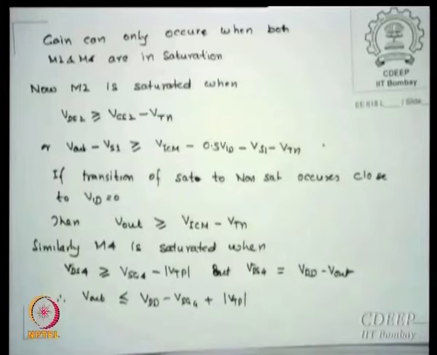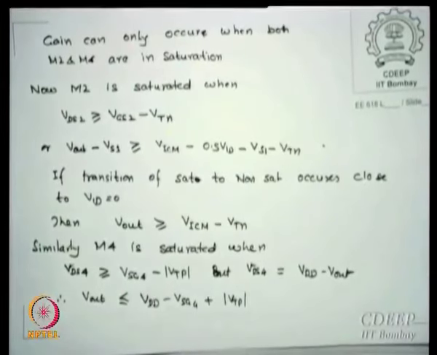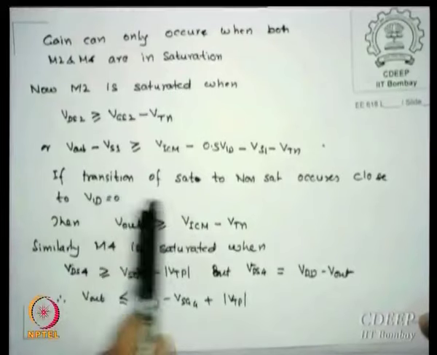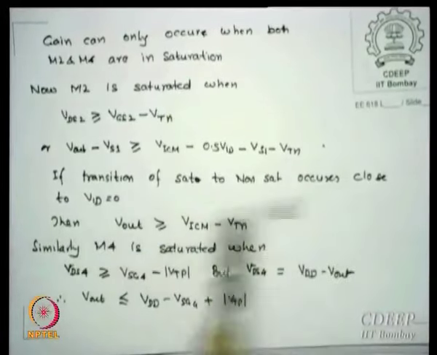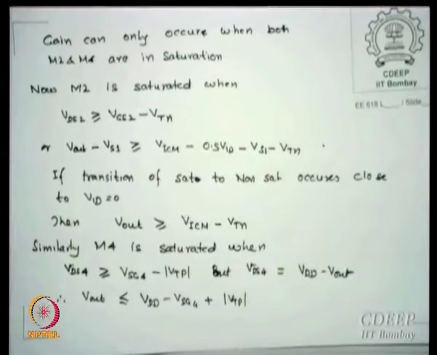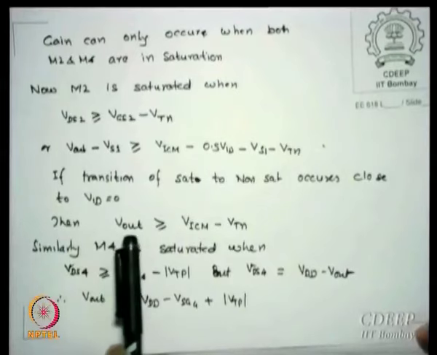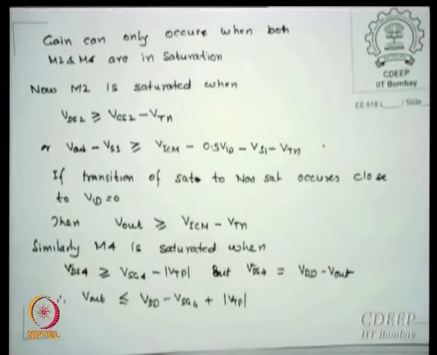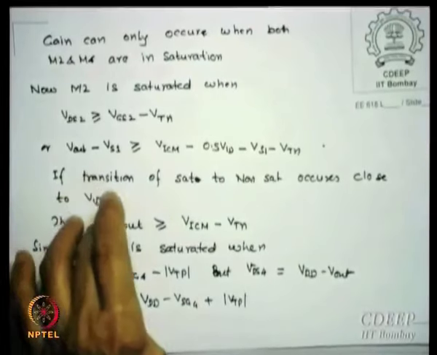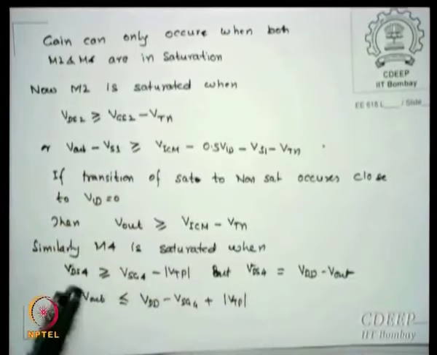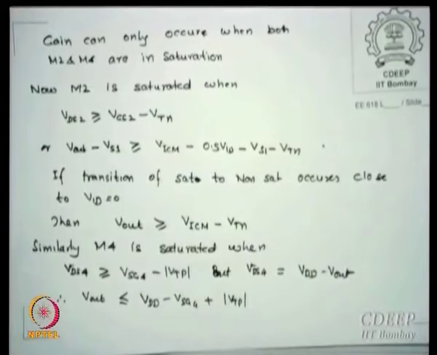I always try to explain why people say something in the books or otherwise. So the explanation, there is nothing very great I am telling. I wrote that if the transition from saturation to non-saturation occurs very close to the 0 VID value, then we can neglect this term anyway. So essentially what we are saying is that V out should be greater than VICM minus VTN. Now similarly I can calculate the limit, this was for M2, is that correct? Now I calculate when M4 will remain in saturation.